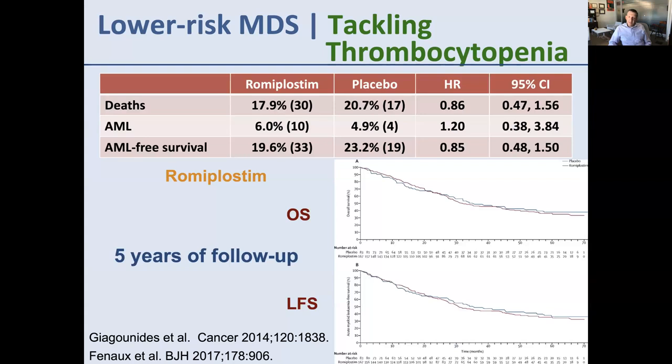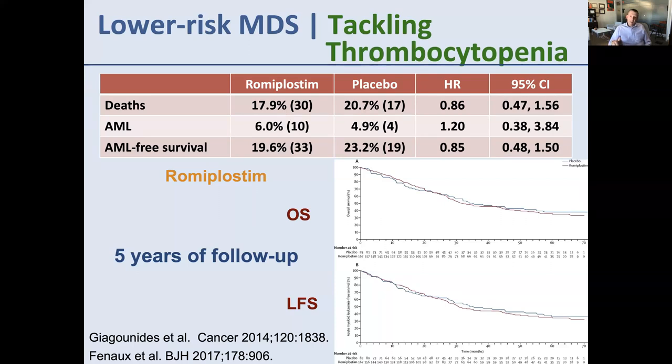But there's a big caveat to both of these studies, and that is that if your MDS has excess blasts, if your MDS has 5% blasts or more, we never give these drugs. The reason is that these drugs can stimulate those blasts to grow. In the romiplostim study, there were patients enrolled who had excess blasts, and sure enough, their blasts grew enough that some of them transformed into acute myeloid leukemia. This study was therefore closed early because of this higher rate of acute myeloid leukemia.